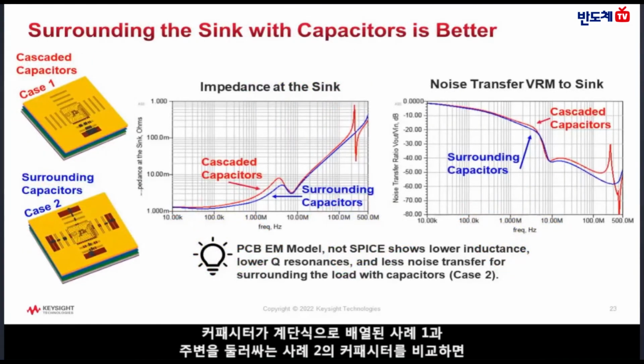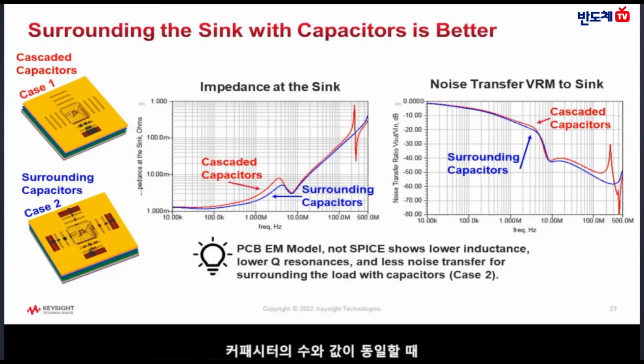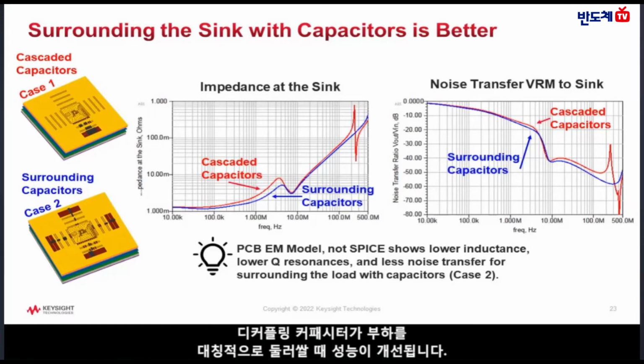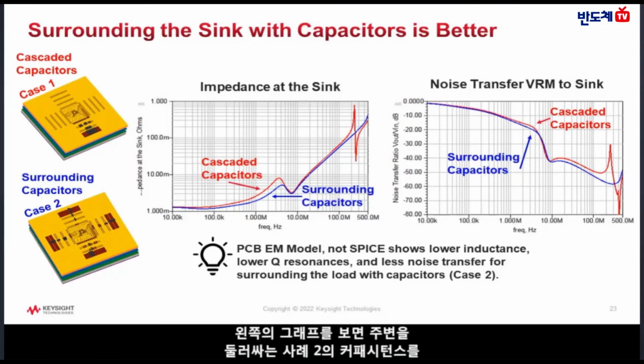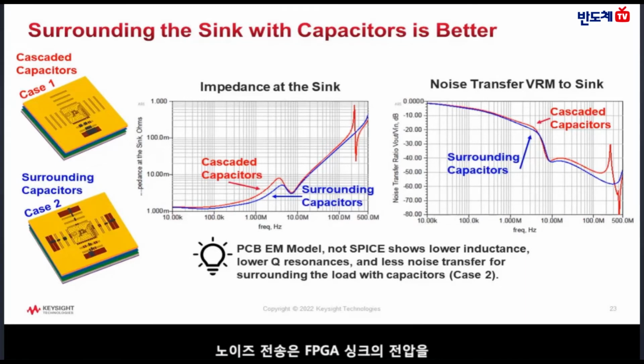Comparing case 1 with the cascaded capacitors with the surrounding capacitors of case 2 shows that for the exact same number and value of capacitors, there is an improvement when surrounding the load symmetrically with the decoupling capacitors. The graph on the left shows the reduction in impedance for the blue trace of case 2 with the surrounding capacitors. And the plot on the right shows that even the noise transfer from the VRM to the sink is improved. The noise transfer is determined by the voltage at the FPGA sink divided by the input noise voltage at the VRM, plotted in dB versus frequency.